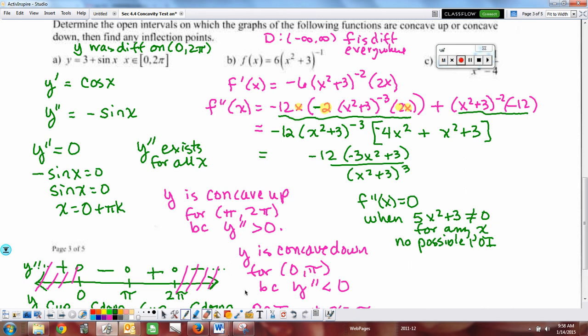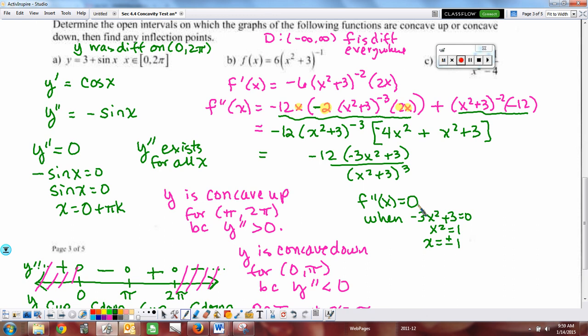All right, so let's come back. I had to pause there because I was like, there's no way I would have given the second example that did not have a point of inflection. I had to find my algebra mistake. So when negative 3x squared plus 3 equals 0, x squared equals 1, or x equals plus or minus 1. There we go. And again, it doesn't have any DNEs because the denominator, x squared plus 3, is never equal to 0.